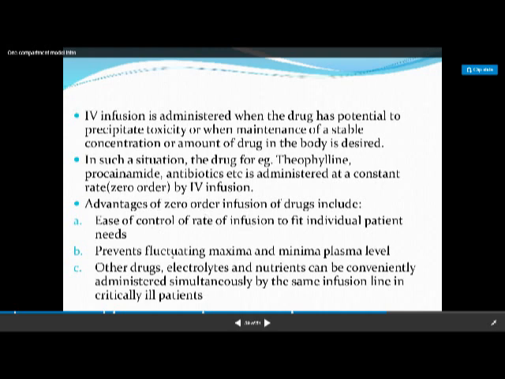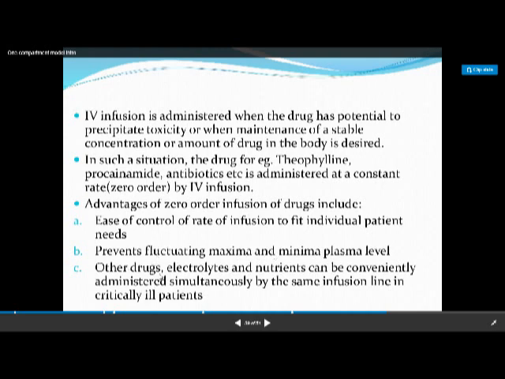Then it prevents fluctuating maxima and minima plasma levels, and this is very desired for drugs which have a very narrow therapeutic index. In a narrow therapeutic index, it is very necessary that the maxima and minima plasma levels should not fluctuate. So for that, IV infusion is a very good process.